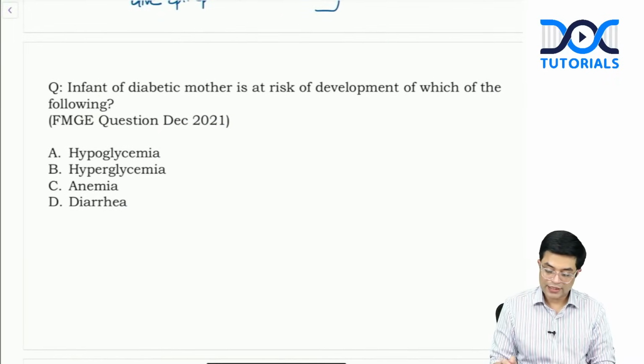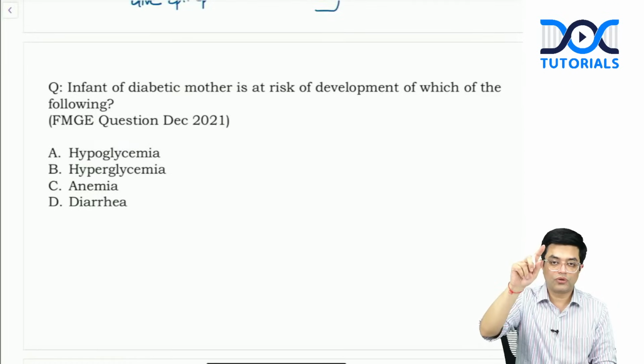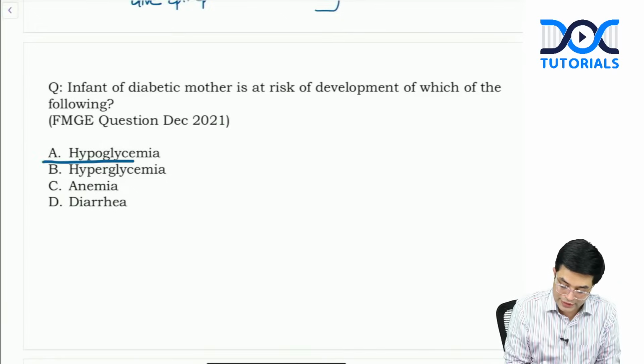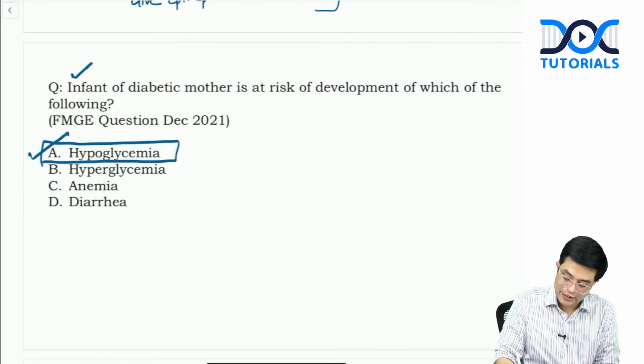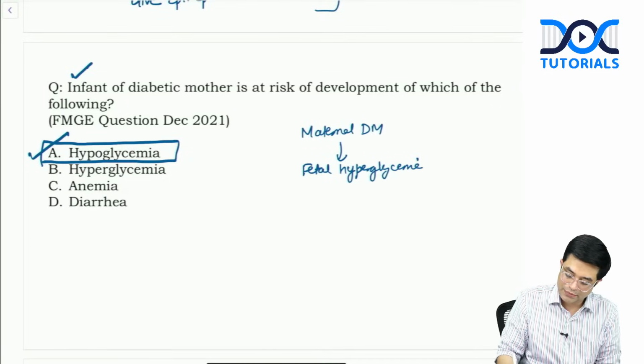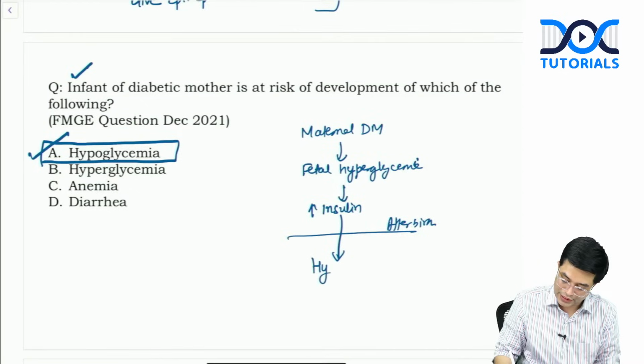So infant of diabetic mother is at risk of development of which of the following? Infant of diabetic mother, mother में diabetes है, तो baby में होगा high glucose which will cause high insulin development and that will cause hypoglycemia in the child. Why? If there is maternal diabetes, ऐसे समझो इसको, maternal diabetes mellitus है, so that will cause fetal hyperglycemia, क्योंकि blood glucose transmit हो जाएगा. Fetal hyperglycemia will cause release of more insulin and more insulin postnatally after birth. It will cause hypoglycemia in the child. So answer to this question is hypoglycemia, right?